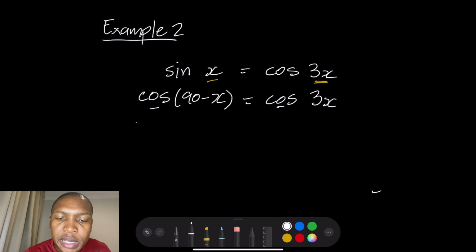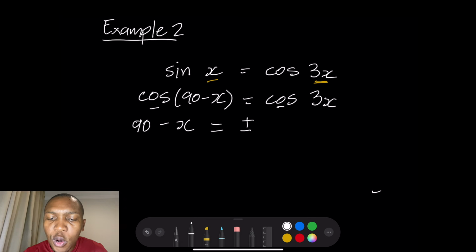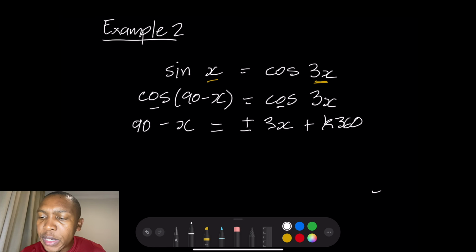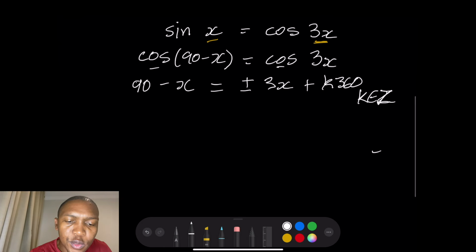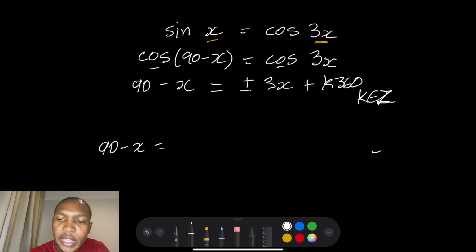But now what you must keep in mind, remember when we said you give the general formula, it means 90 minus x is equal to, because it's cos, plus or minus 3x, plus k 360, and please keep in mind that k is an element of integers. Now, all that's left for us to do is just to work out. So I've got 90 minus x. Let's start with the first one, is equal to positive 3x. So I'll have 90 minus x is equal to positive 3x, plus k 360.